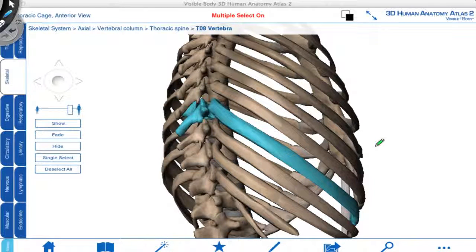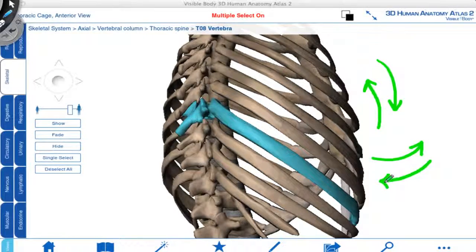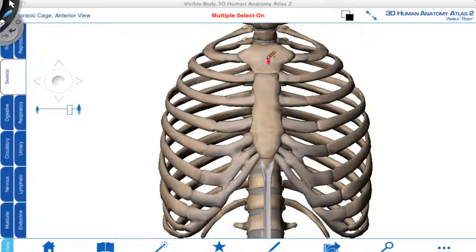The upper joints within the thoracic cage allow for elevation and depression of the sternum. So here would be elevation and here would be depression. The lower costotransverse joints also allow for elevation and depression, but this movement occurs instead of in the sagittal plane within the transverse plane.